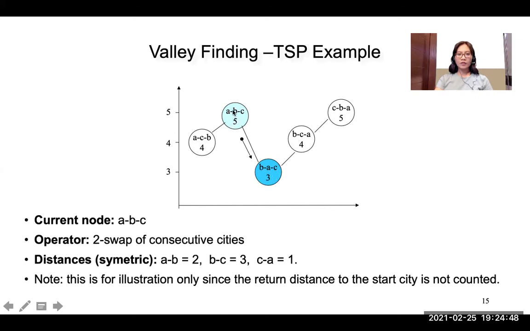So the aim of valley finding is looking at the neighborhood, whether 4 or 3, which one is lower. They see, okay, 3 is lower than 4, then I go to the next node, which is this one. Once they reach this node, they assess the neighborhood again. Okay, I see this is greater than 3, this one is also greater than 3, then my algorithm stops. And I found this is the best solution.